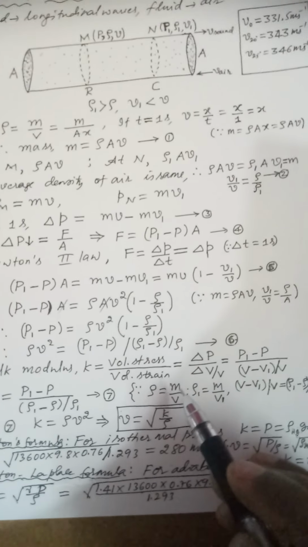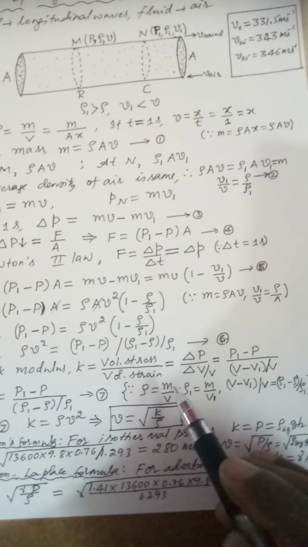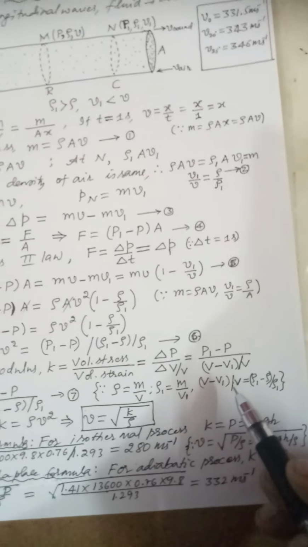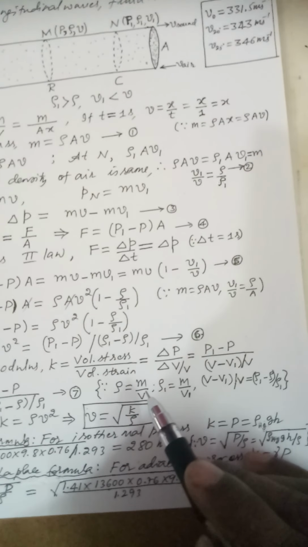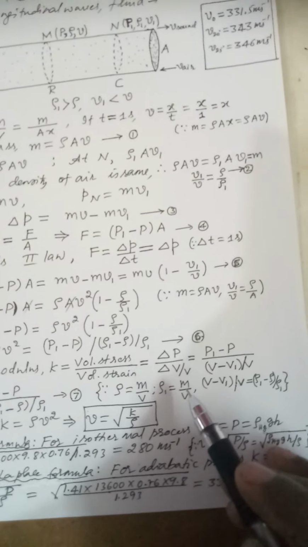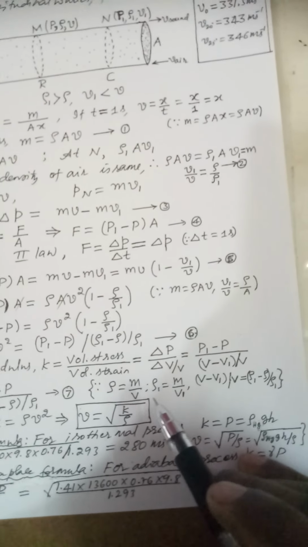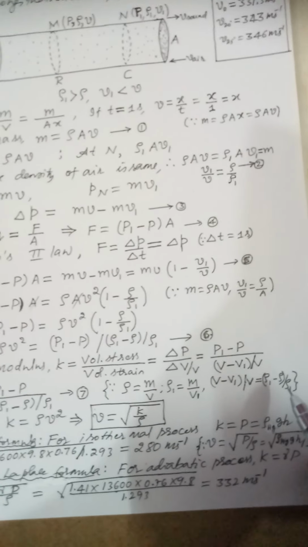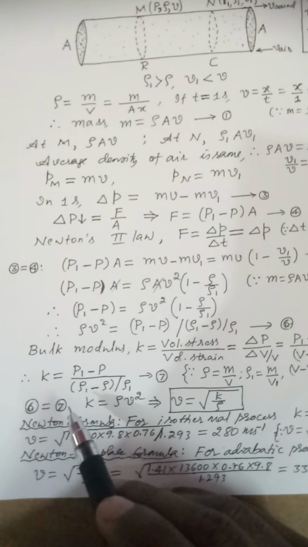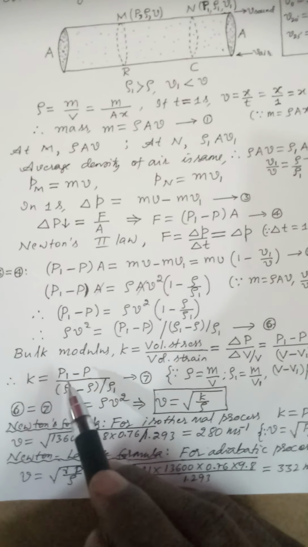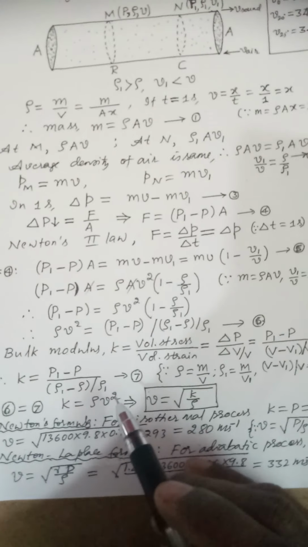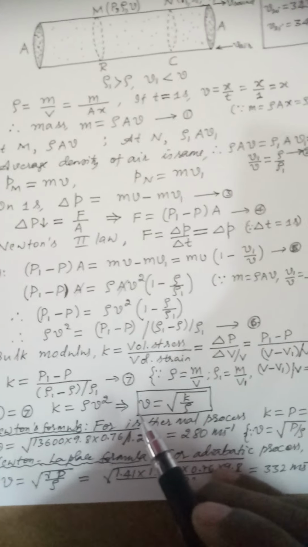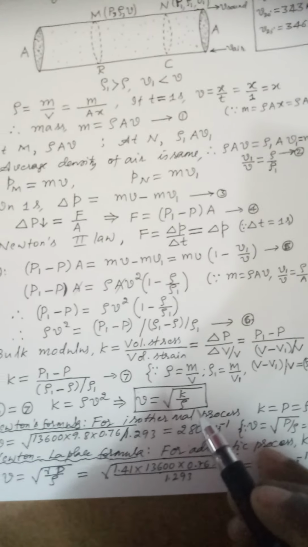Now you know that density is equal to mass by volume. So rho is equal to m by V, rho 1 is m by V1. We consider the ratio (V minus V1) by V. Replace V by m by rho, and V1 by m by rho 1. Substitute and simplify this, and you will get the ratio (rho 1 minus rho) divided by rho 1. Now therefore equations 6 and 7 are equal. You can write K is equal to (P1 minus P) divided by (rho 1 minus rho) divided by rho 1. Therefore you can write K is equal to rho V square. This implies that velocity is equal to square root of K by rho.